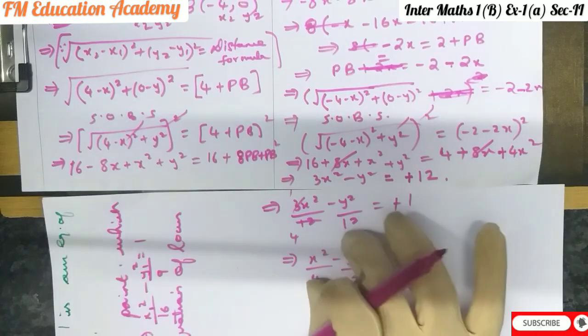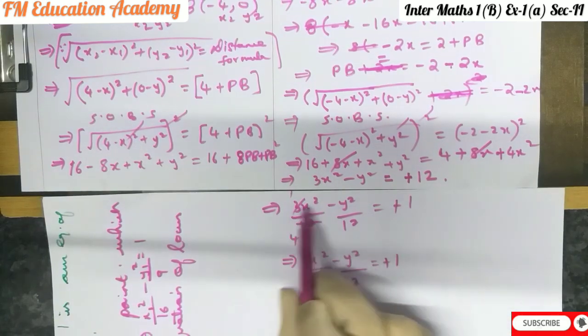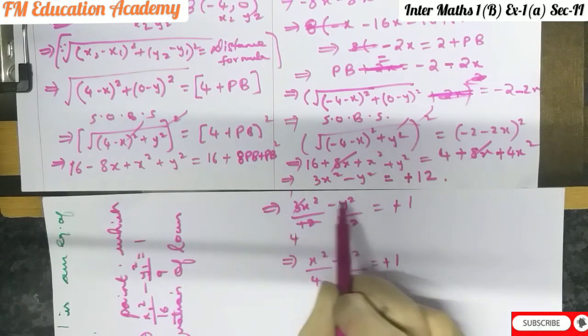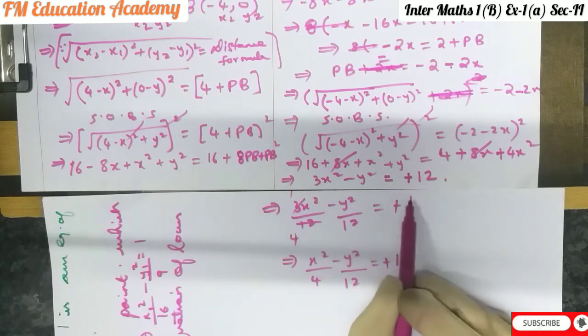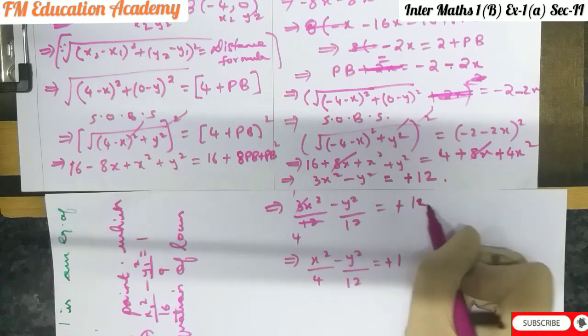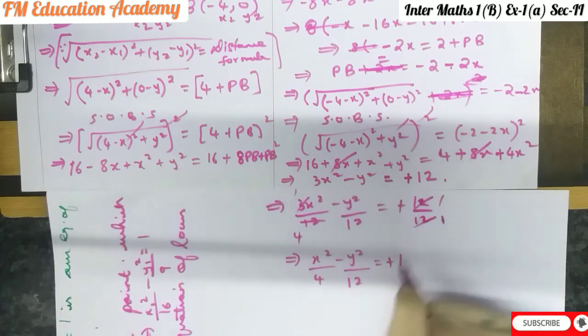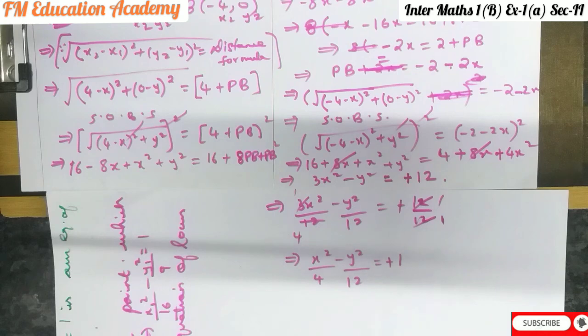So now we are dividing by 12 on both sides, as we said. 3x square by 12 means 3 1s are 3, 3 4s are 12, y square by 12, and here 12 by 12 means 1 it will become. Right? 12 1s are 12, 12 1s are 1. So we are having x square by 4 minus y square by 12 is plus 1.